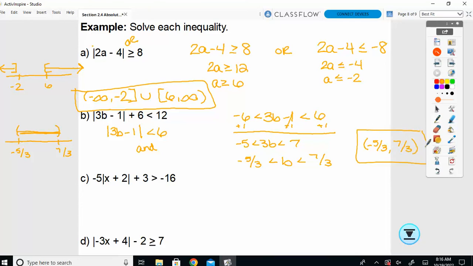Would the ends always be like that? Yes. So ors, we're always going to get two pieces. Ands is just going to be everything between the two numbers.